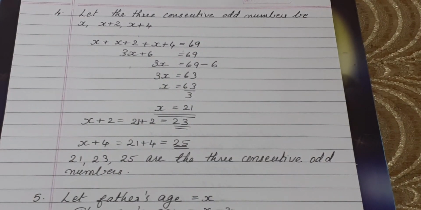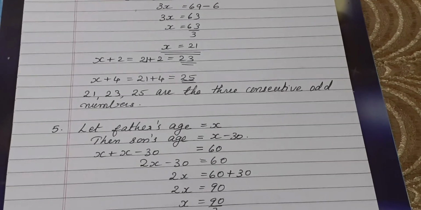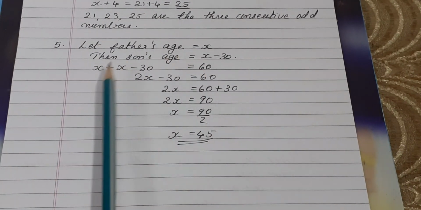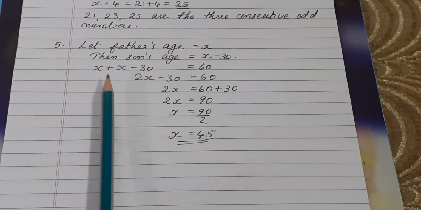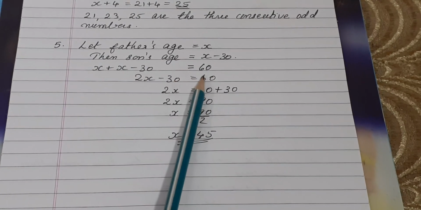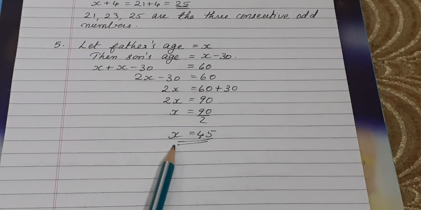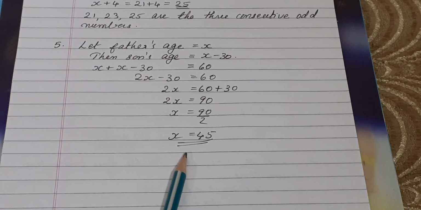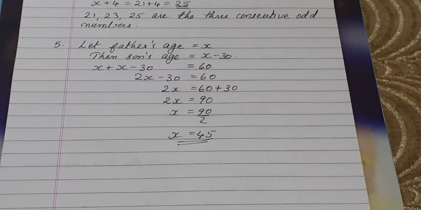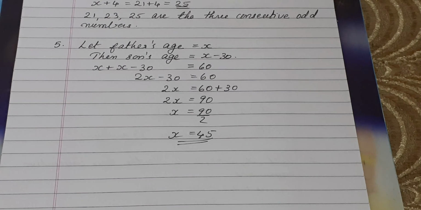So first, what do we have to do? Father's age we choose as x. Then son's age will be x minus 30. So x plus x minus 30 is equal to 60. Then 2x minus 30 is equal to 60. From that the value of x is 45. So what did we get here? Father's age we got as 45. That is only what they asked us to find. So father's age is equal to 45. Do all this in your notes and submit.